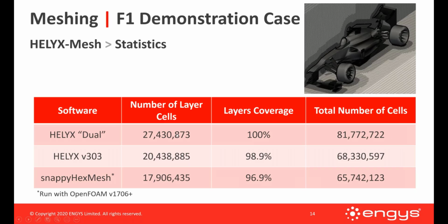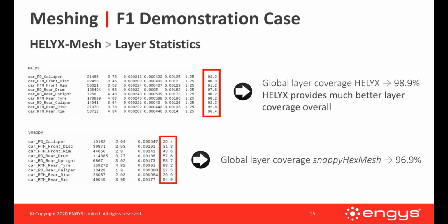In terms of total number of layer cells, for the HELYX dualized mesher, the dualized layer approach, we have about 10 million more layer cells than we do with snappyHexMesh. And then we have an increase in the number of layer cells from HELYX 303, the standard snap layer addition algorithm, to the dualized layer addition algorithm, just from this jump in layer coverage. And again, it increased the total number of cells within the entire domain. So we've got a range of 81 million down to 65 million. If you look a little bit deeper at each of these individual components, for the dualized approach we'd see 100% on all of these.